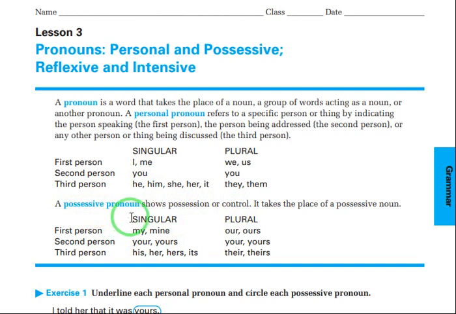A possessive pronoun shows possession or control. It takes the place of a possessive noun. If I say, for example, Mrs. Dina's book, my book. I can use in the singular my or mine, in the plural our or ours. As for the second person, I can use your or yours in the singular and the plural. As for the third person, his, her, hers, its with the singular, while their and theirs with the plural.